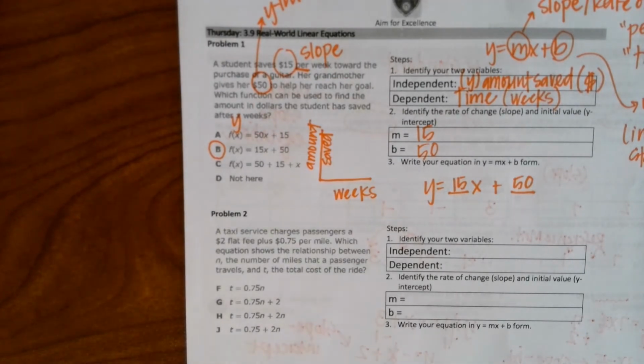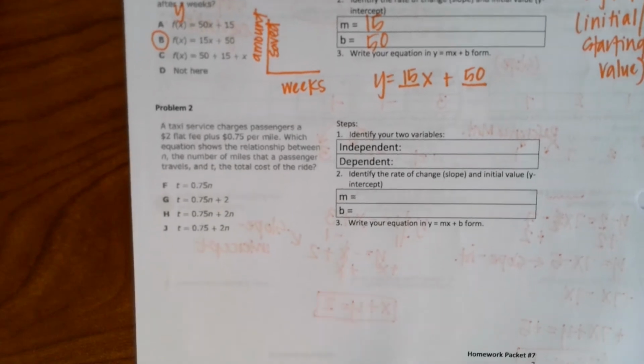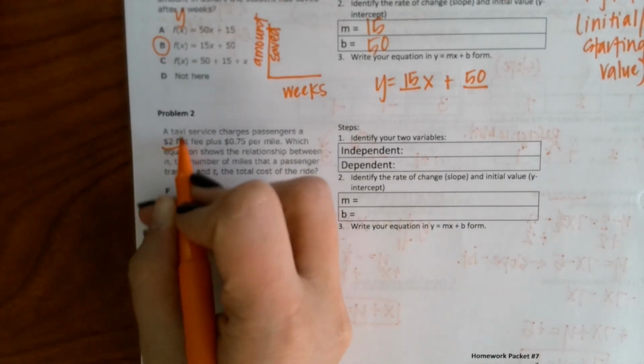So let's look at problem 2. And then we're going to have our homework done. Look at this. A taxi service charges passengers a flat fee. Does flat fee mean that it happens ongoing, or is it a one-time deal? One-time deal. So $2 flat fee.